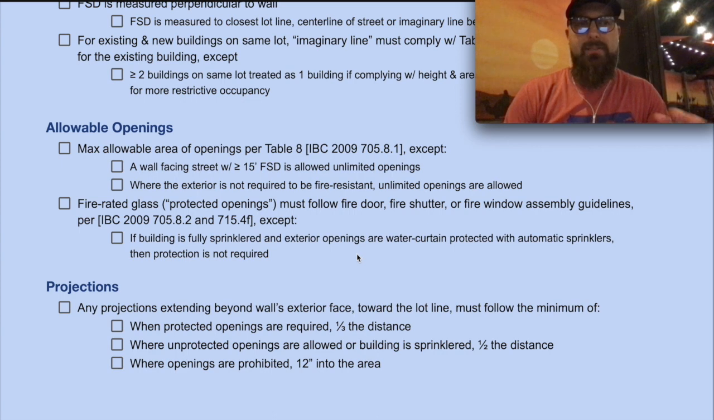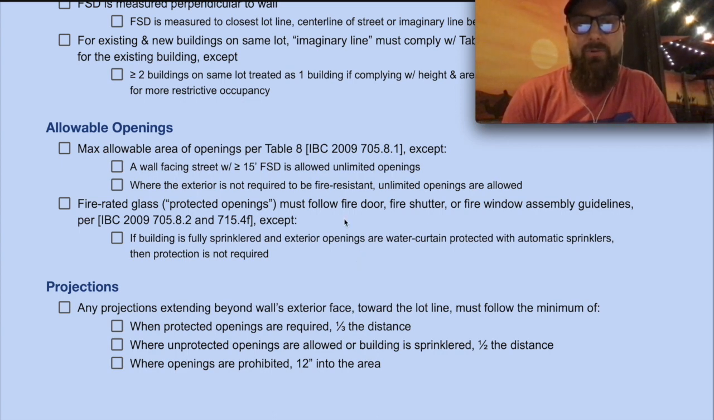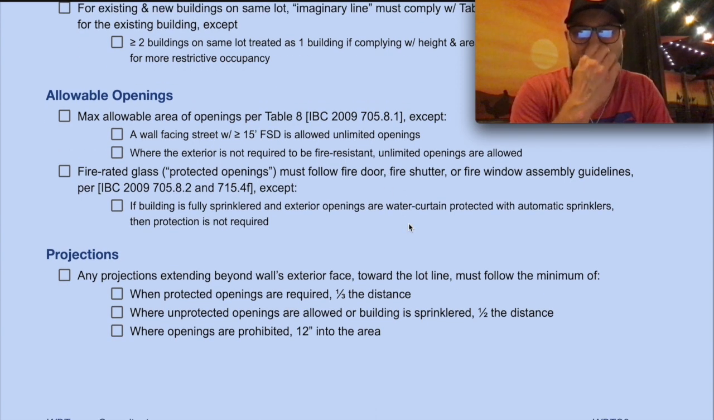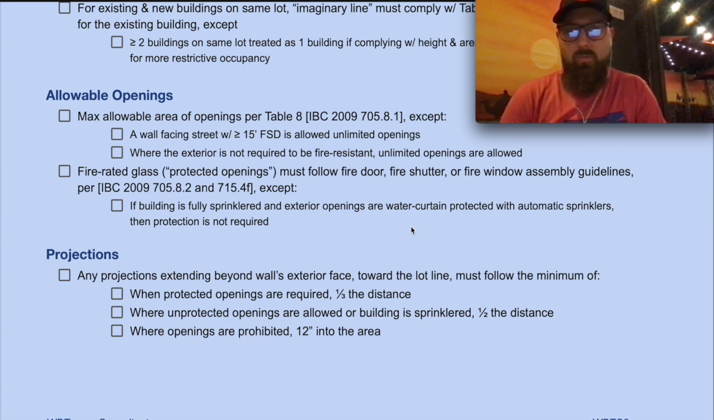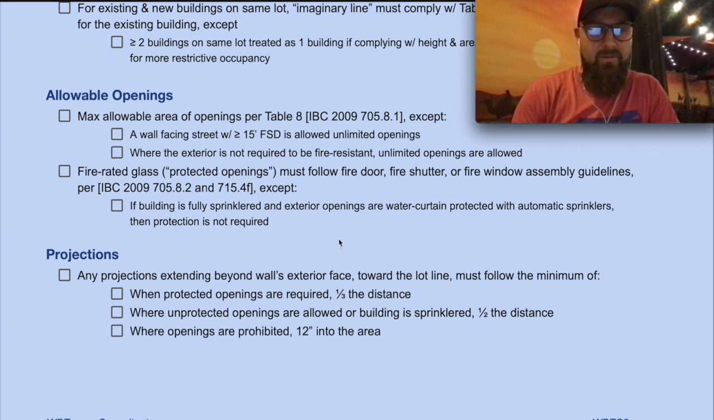The allowable openings. The maximum allowable area is according to Table 8 and 705.8.1 unless it's the wall facing the street with 15 feet of fire separation distance allowed, or where the exterior is not required to be fire resistant. There, unlimited openings are allowed as well. Fire rated glass must follow the fire door, fire shutter, fire window assembly guidelines, unless the building's fully sprinklered and exterior openings are water curtain protected with automatic sprinklers. In that case, the fire protection is not required.